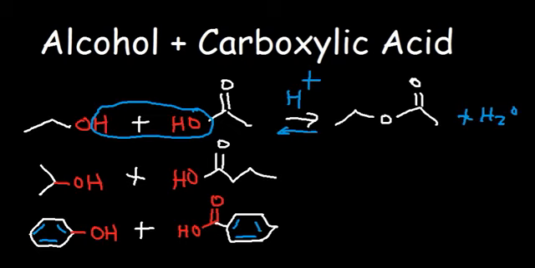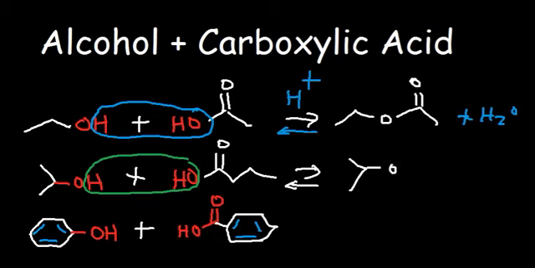So in the next example, to draw the product of the reaction, all you got to do is remove H2O and connect the remaining two groups together. So we're going to get a different type of ester. This is called an esterification reaction. There we go. I destroyed that word.